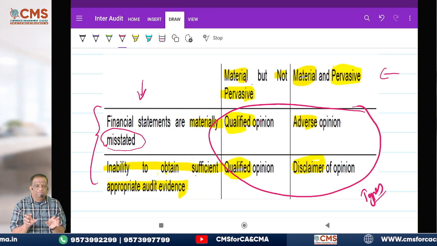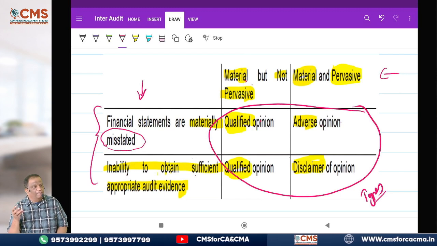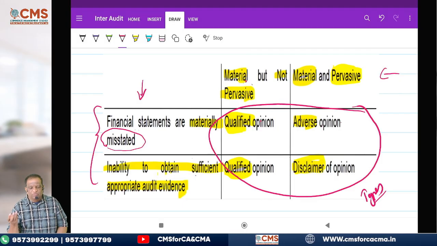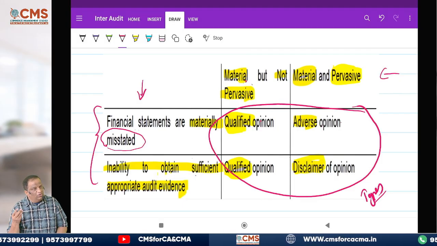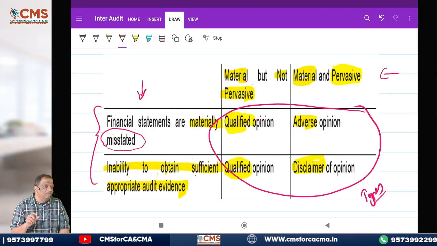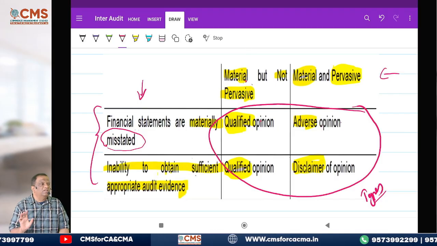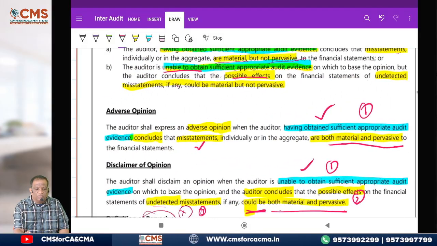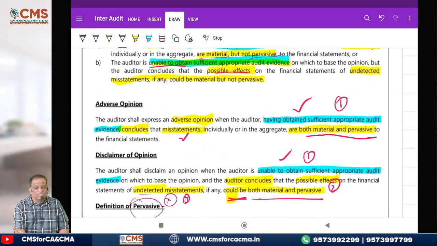Now you tell me, when do I issue adverse report? Misstatement, material and pervasive. When will you go for disclaimer? No evidence, material and pervasive. When will I go for qualified? In both the situations, material but not pervasive. So your understanding of that will help you answering this definitions itself.